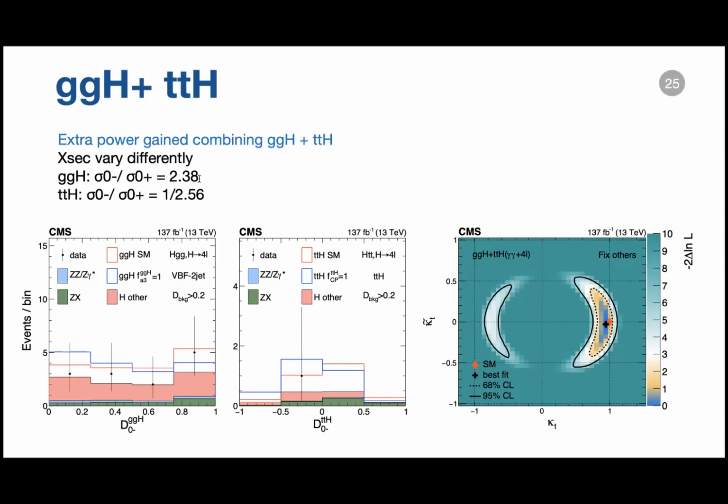And this is what the CMS four-lepton analysis did. They designed categories that are sensitive to gluon fusion plus two jets and also ttH. And they measure the top Yukawa coupling CP from these categories, and they could give a very stringent constraint on these kappa t and kappa t tilde, which are the CP even and CP odd coupling constants.